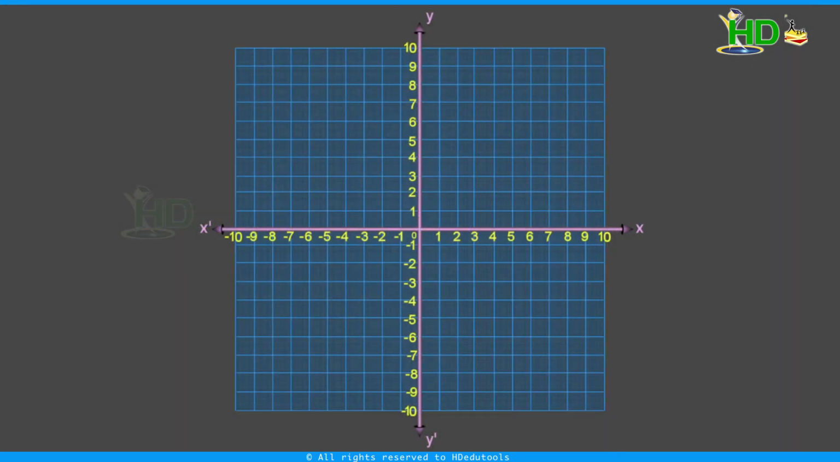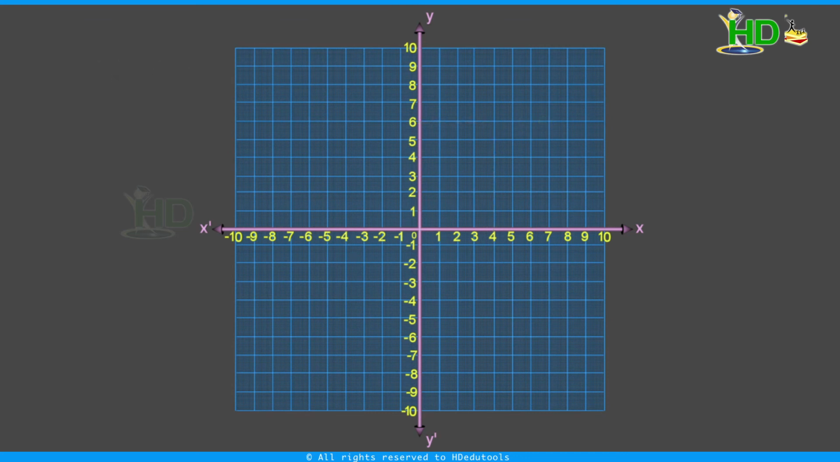Now we have to locate P, 4, 6. 4 along the x-axis and 6 along the y-axis. Move 4 units along the x-axis, 6 units along the y-axis. Now this point is P, 4, 6. Like this, you can locate a point on a graph.